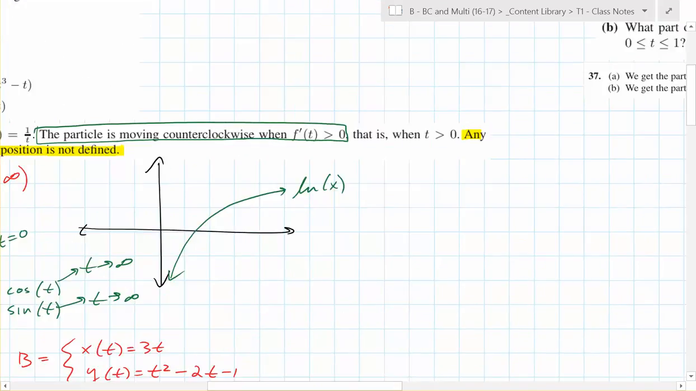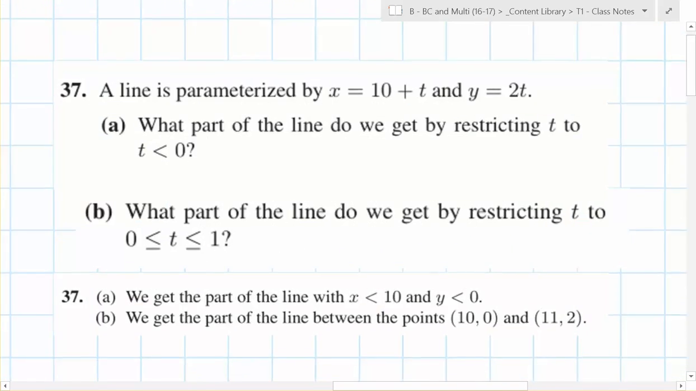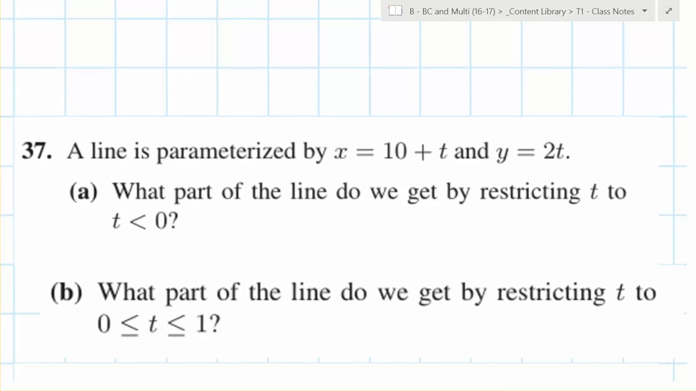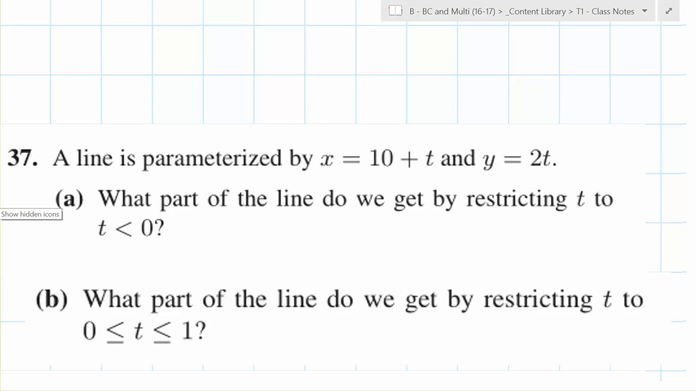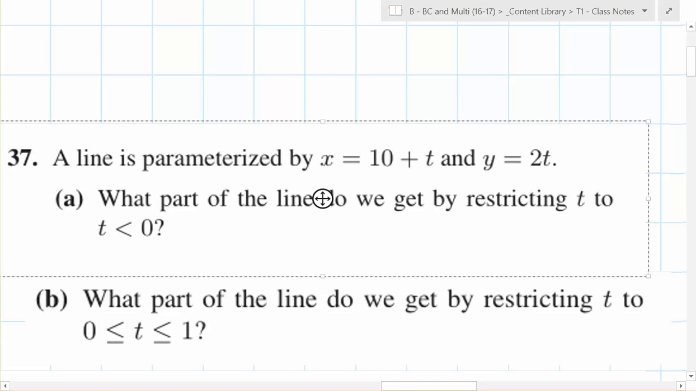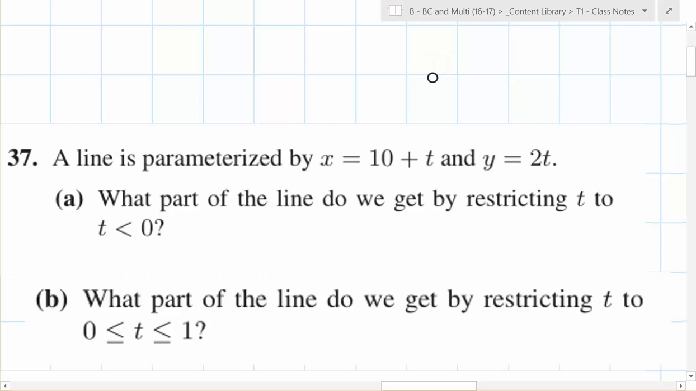We're not spending more time on this one. You asked about this one right here, 37. Not a rhetorical question. Did you ask why x equals 10 plus t and y equals 2t? What part of the line do we get by restricting t to t less than 0?